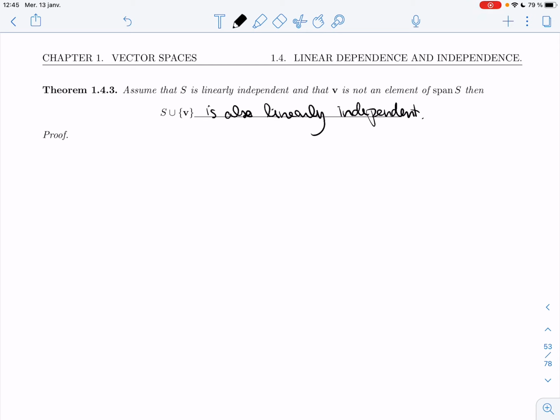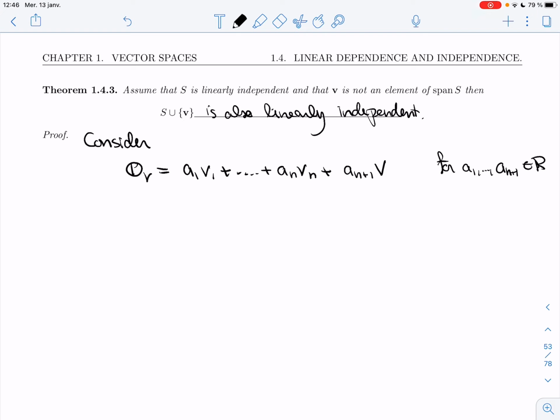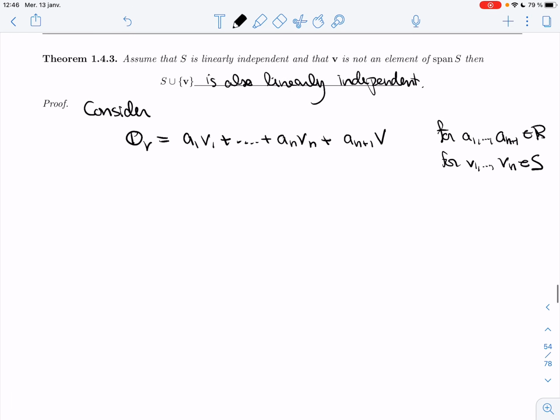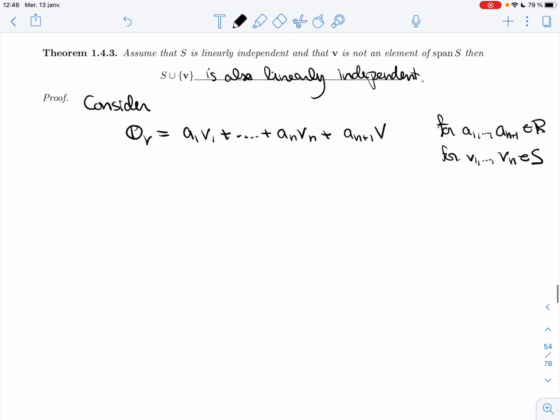All right, so to prove this, I'm going to start with a relationship on S plus V. I'm going to assume that V1 through Vn are elements of S and that A1 through An plus 1 are elements of R. And then I want to prove that A1, An, and An plus 1 all need to be 0, and so S union V is linearly independent.